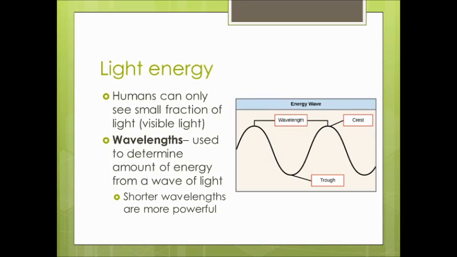So here's that light energy talk we were talking about. Humans can only see a small fraction of light that exists. We can only see what's called visible light. Wavelengths are used to determine the amount of energy from a wave of light. The longer the wavelength, the less energy it carries. So shorter wavelengths tend to be more powerful. Wavelengths can be measured by crest to crest of each wave.